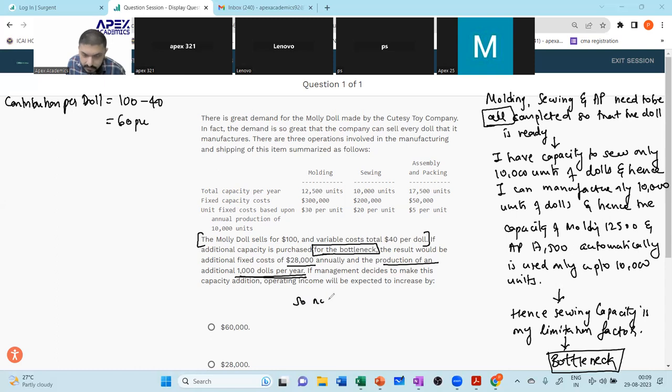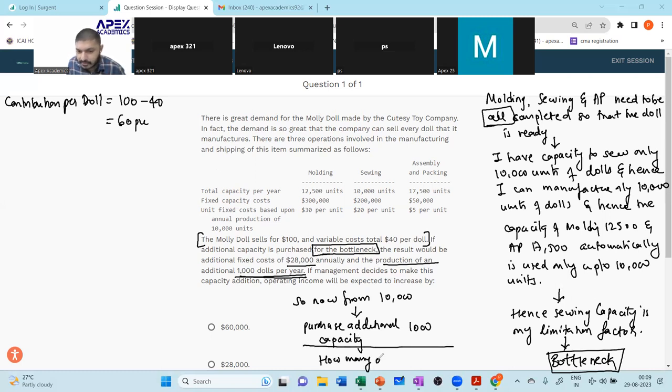So now from 10,000, we purchase additional capacity of 1,000. How many dolls can I make? Of course, I can make 11,000 now. It still continues to be a bottleneck. Why? Because molding is sitting at 12,500 and assembly packing is sitting at 17,500. Where is sewing? It is sitting at 11,000.